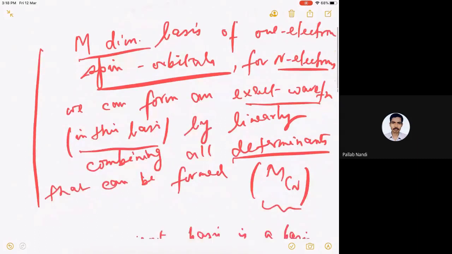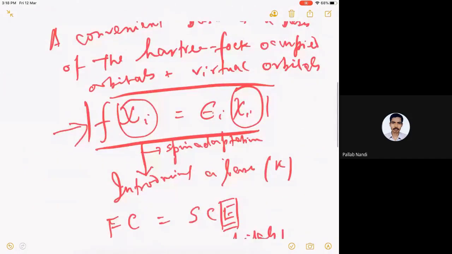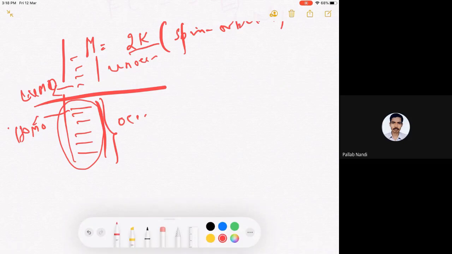But I must say that when we are writing this theorem, I can take any m-dimensional basis. It is not necessary to take the Hartree-Fock basis, but it is convenient to write the CI problem in a Hartree-Fock basis because that's a basis in which one determinant already gives me 97 to 98% of the total energy. Is it clear? The reason we take the Hartree-Fock basis?